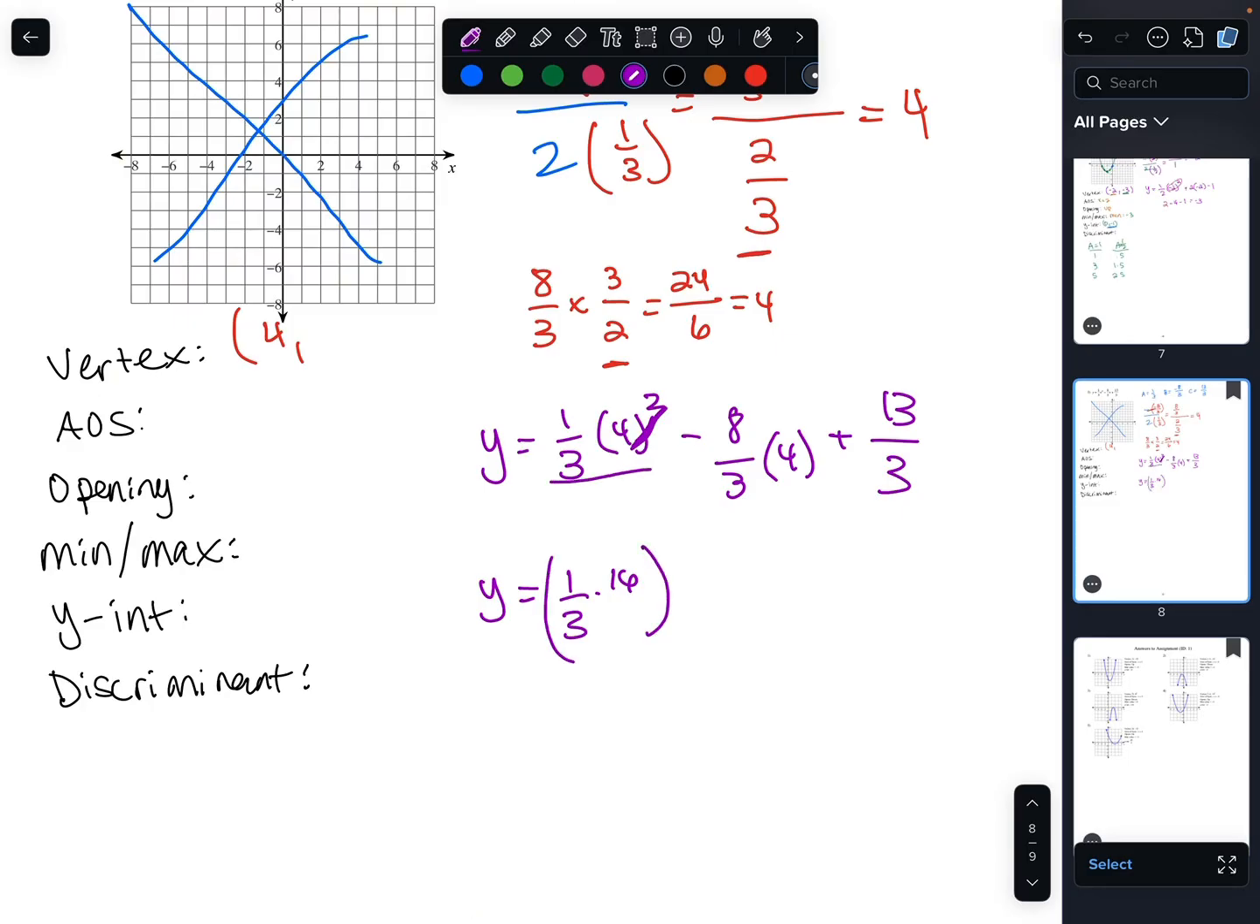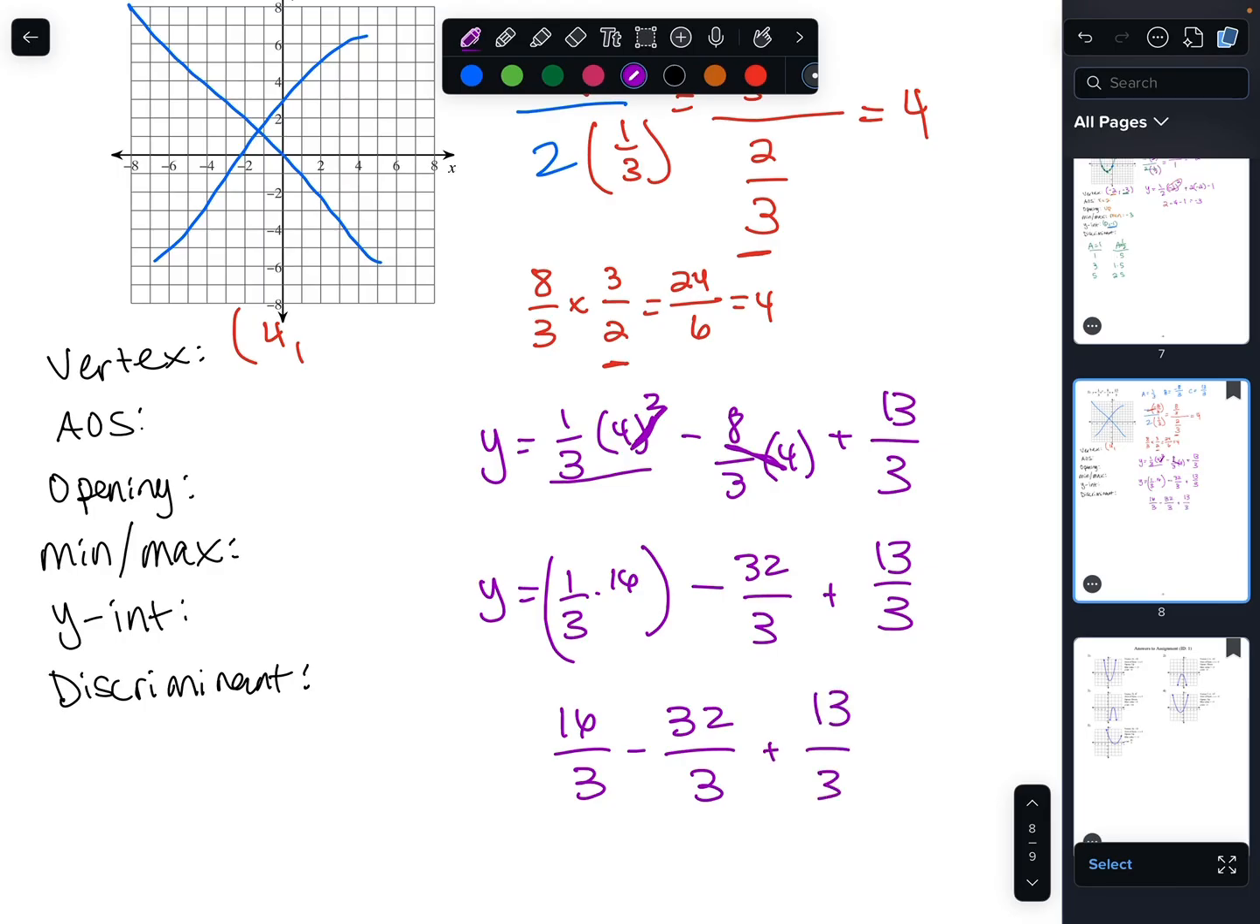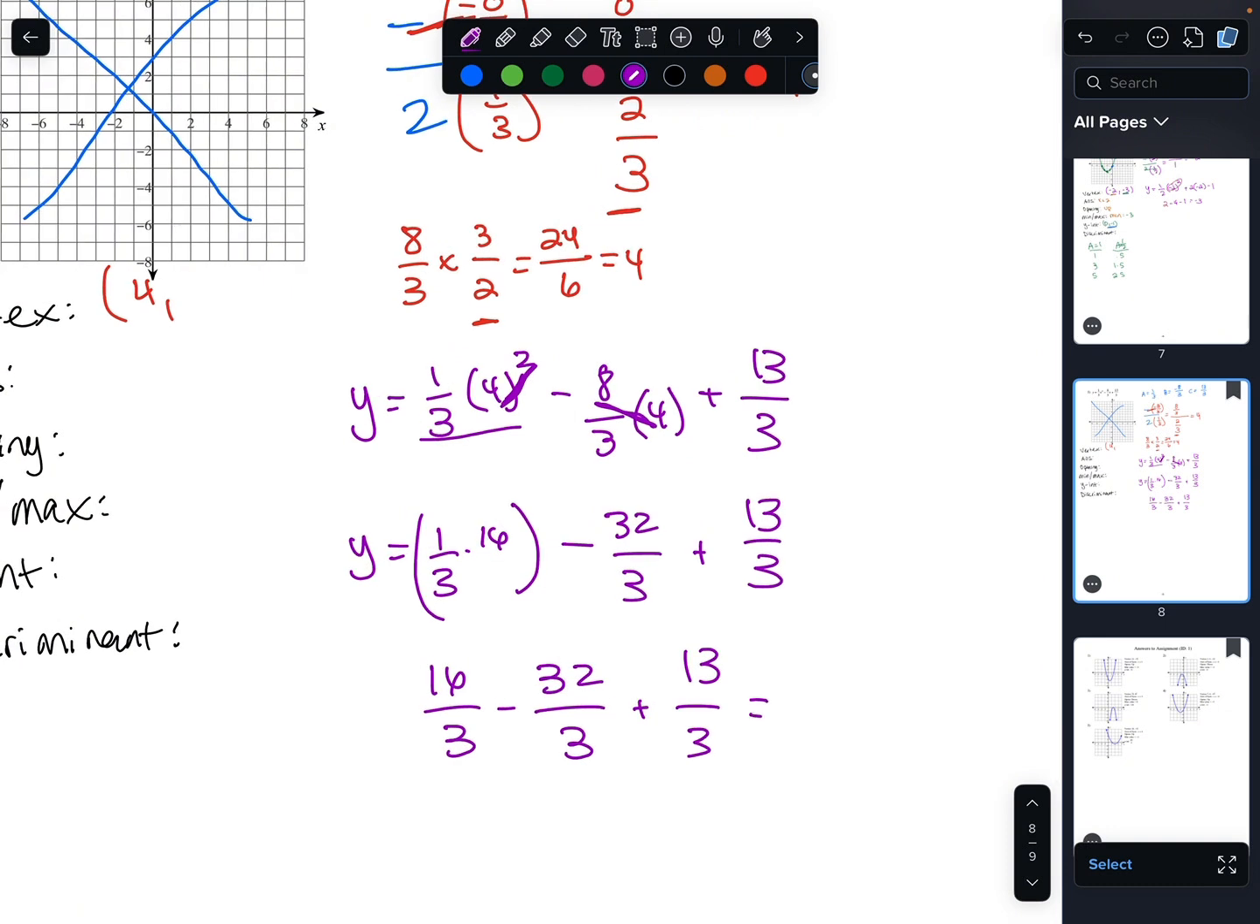And then we're going to do minus 8 times 4 is 32 over 3 plus 13 over 3. Well, 1 times 16 is 16 over 3 minus 32 over 3 plus 13 over 3. And then remember when you learned this in elementary, when you have a common denominator, you keep it the same. We got to just do 16 minus 32 plus 13, and that happens to give me -3. -3 divided by 3 is a -1. That is the y coordinate of our vertex.